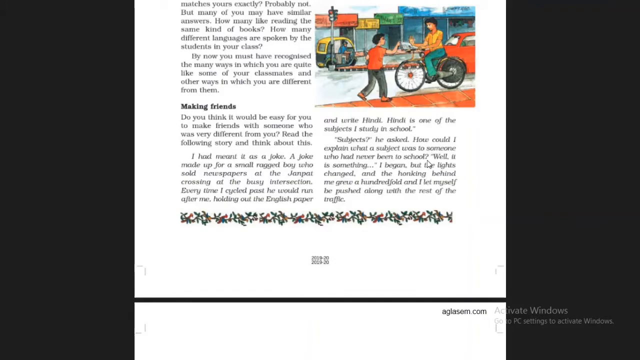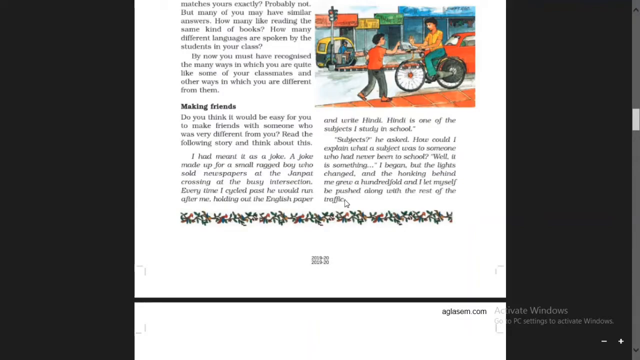So he was confused how he could make him understand the meaning of subject, because that boy had never been to school. "Well, it is something," I began, but the lights changed and the honking behind me grew a hundredfold, and I let myself be pushed along with the rest of the traffic.